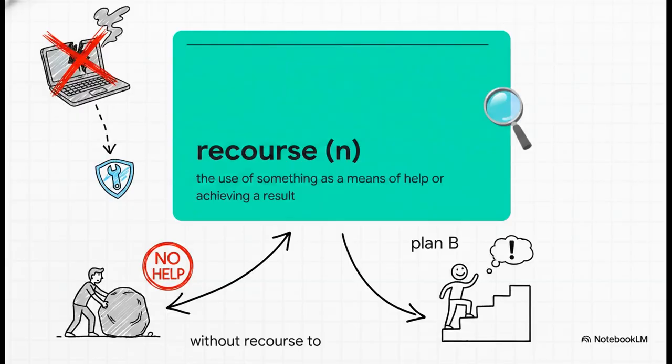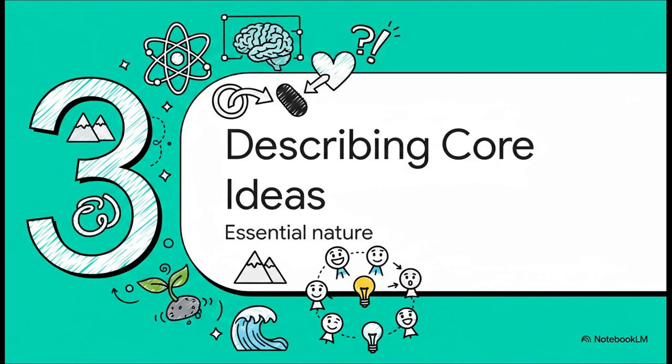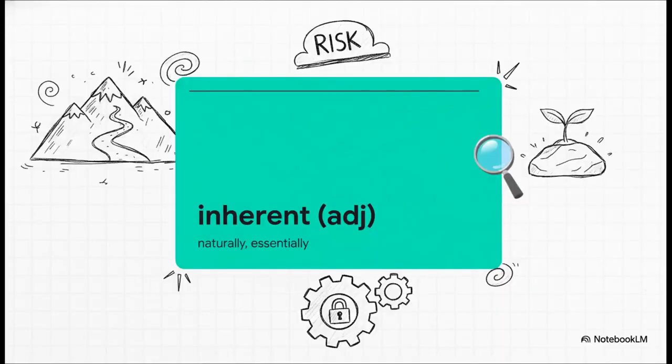For our final batch of words, let's focus on how we describe the absolute core nature of things and how we react when we encounter them. Let's kick things off with the adjective inherent. An inherent quality is something that's a natural, essential, permanent part of something else. You can't separate them. For instance, risk is an inherent part of any big adventure. You just can't have one without the other.